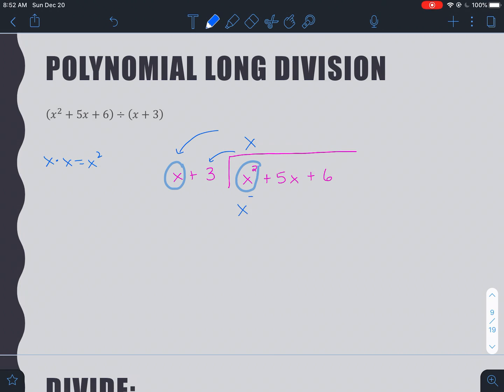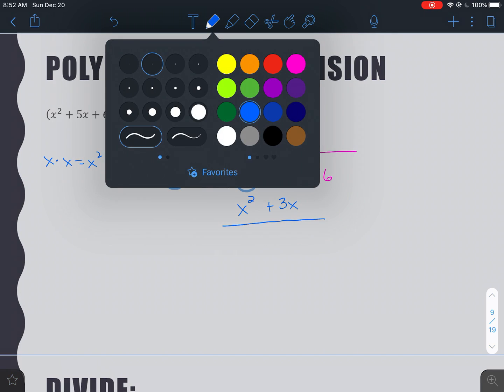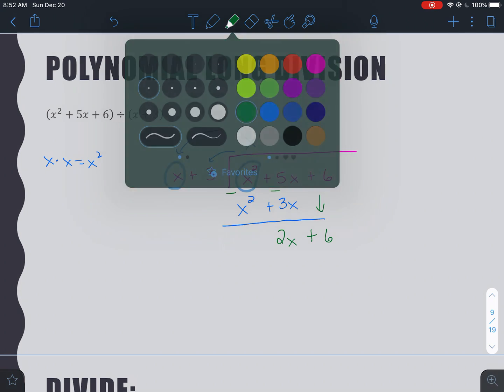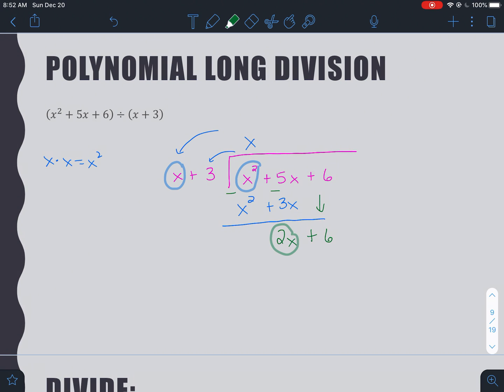And now we're going to multiply. So I'm going to bring that x and I'm going to multiply it to both of those terms. So x times x is x squared, and that'll go underneath. And then x times 3 is 3x, so that'll go underneath. And just like in normal long division, you subtract going down. x squared minus x squared will go away. It'll be 0. 5x minus 3x is 2x, and then bring down the 6.